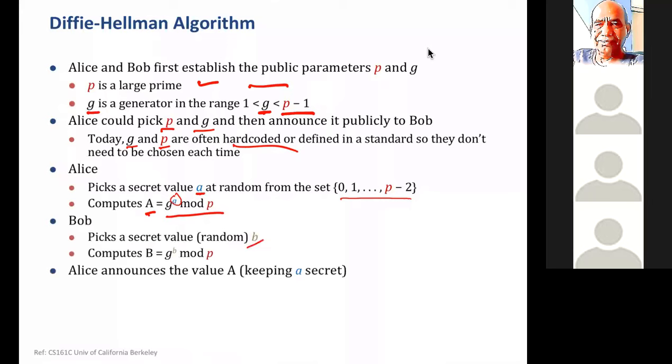Similarly, Bob does the same thing. He picks a random value b, which is a private key, and then capital B is the public key. So now the public key can be announced to anybody or it can be published in some source somewhere. All right. So this is what we have done.